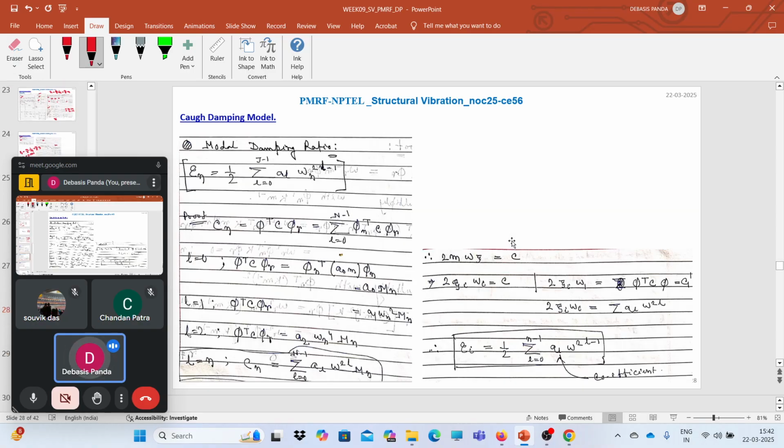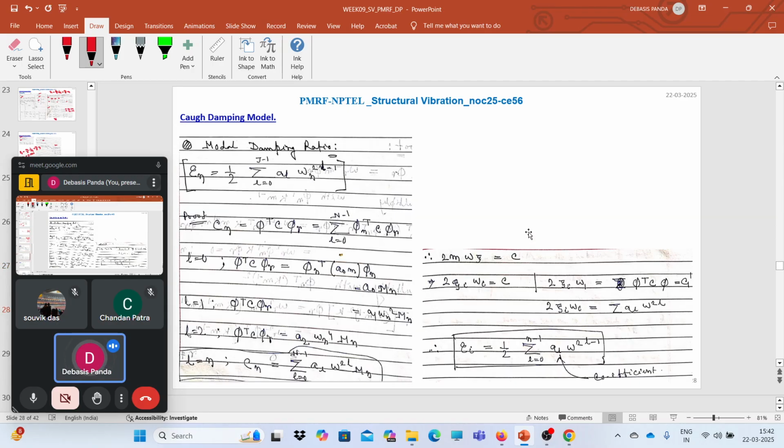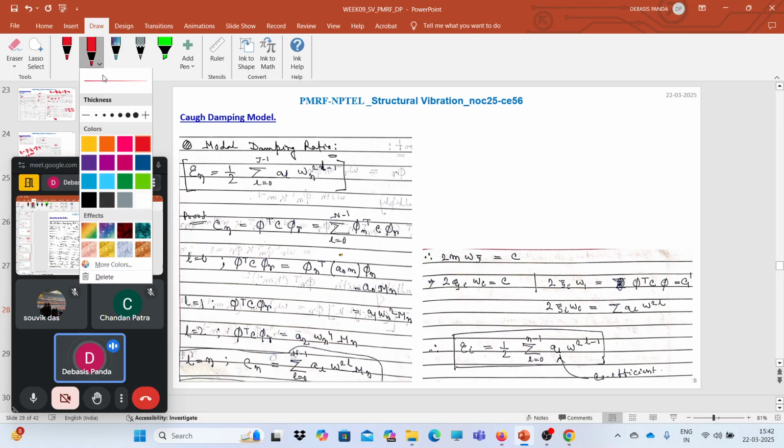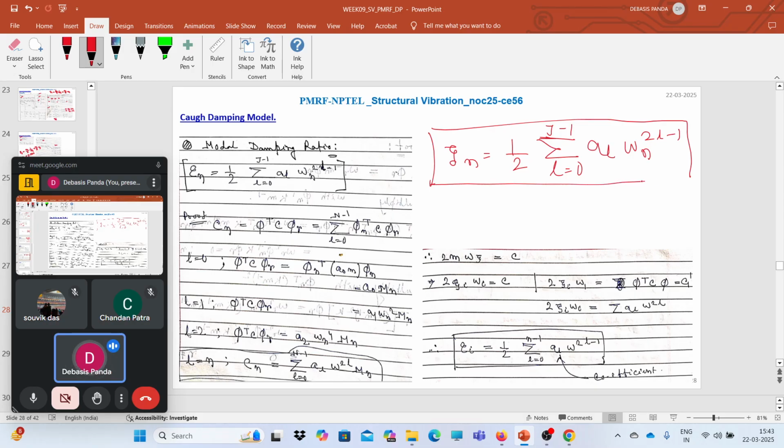Ultimately, these proofs are very simple and straightforward. You just go through it and you will see. Just pre-multiply with the mode shapes to use the modal orthogonality property and solve it. Now the zeta n for this model will look like this. Zeta n for this model, just recall this model, is summation over L equals 0 to n minus 1 of a_L omega_n to the power 2L minus 1. So this is the model of the Caughey damping.